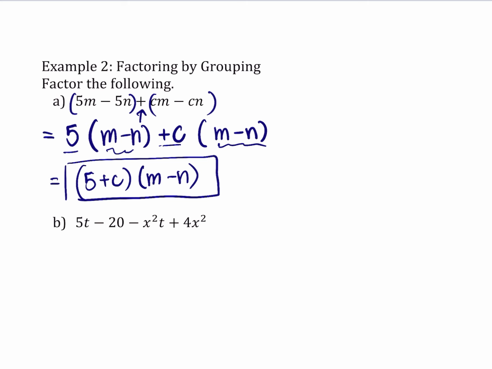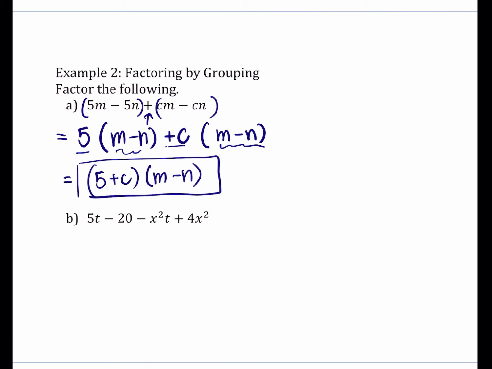For this one at the bottom, there's a minus sign there. What I actually want to do is keep that minus sign with the x squared t. And I can do that by changing it to plus a negative. So minus something is the same as plus a negative. So we have 5t minus 20 plus negative x squared t plus 4x squared. Okay, so I'm just keeping the same value, but now I just have that plus in the middle, and I'm able to group them without changing any values.